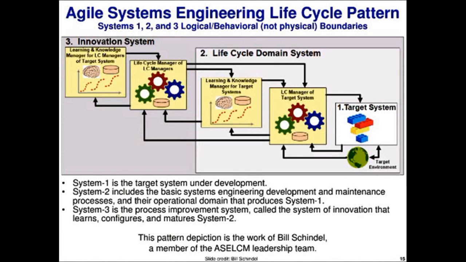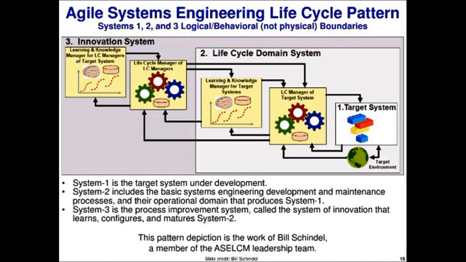System 1 is the target system. It's the thing that's being built. System 2 is basically the system engineering process that's building System 1. System 3 is something we dub the innovation system, which is really aware of what's going on in System 2 and in System 1 at all times and trying to improve it or correct it back on the path it should be on.